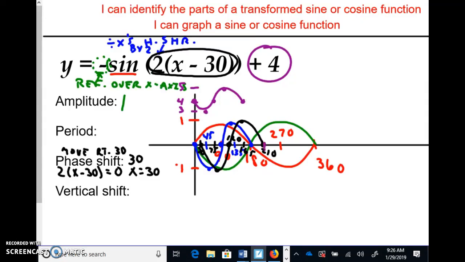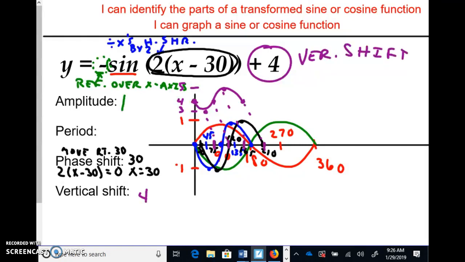I'm going to label these in purple also. These are the ones that are important to us. This one goes there. That one goes there and that one goes there. So there's another example with everything in it. The vertical shift is that +4. So the vertical shift is 4.